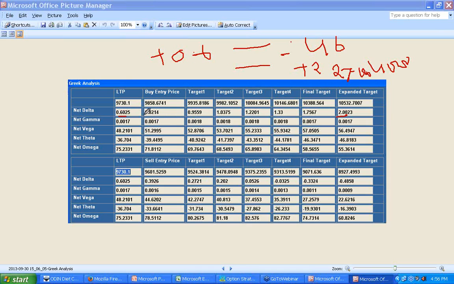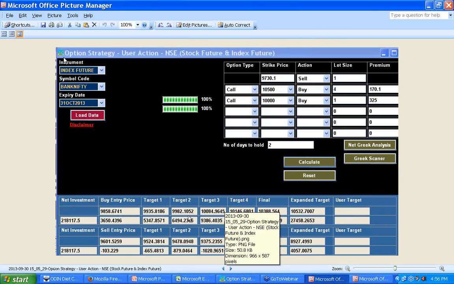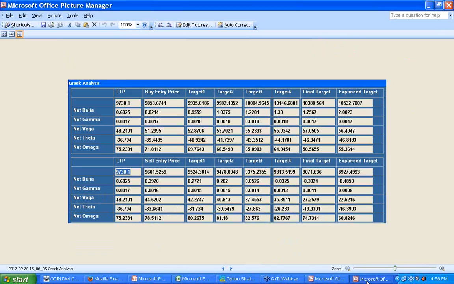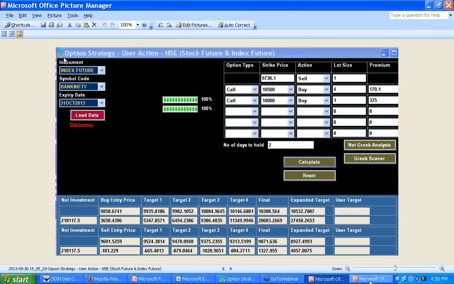However, if my delta approaches towards 1, then also I have a target 2 level, and I have 6,000 rupees profit. From 0.6, if it decays by 50% and comes down to 0.27, I'll have a very minimal loss of about 1,000. So the risk reward looks very promising.